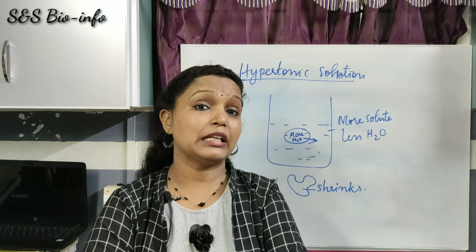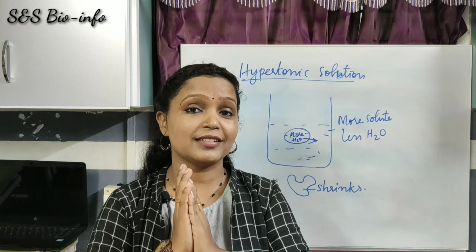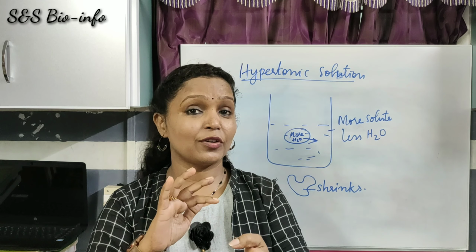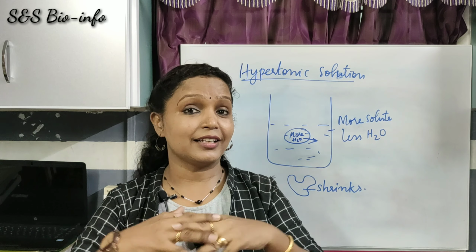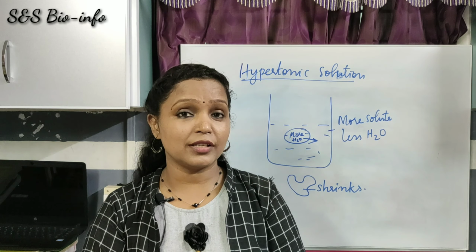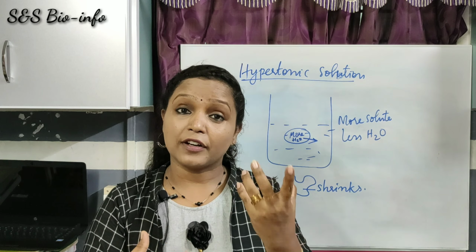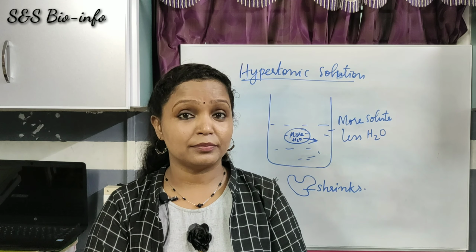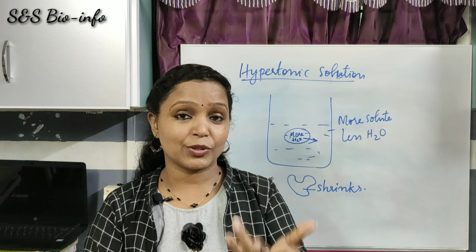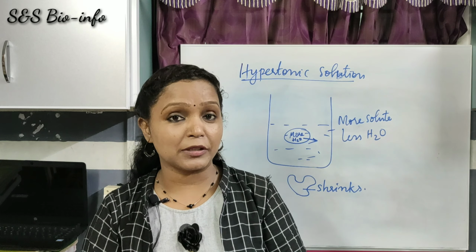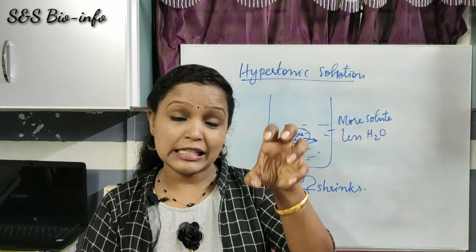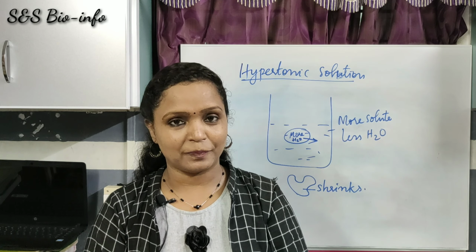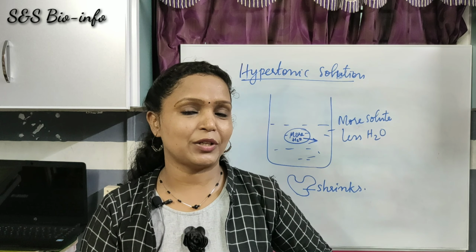So today we have learned what osmosis is. What are the two types of osmosis? Those are endosmosis and exosmosis. The conditions required for osmosis. Then different types of solutions based on their tonicity, like isotonic, hypotonic and hypertonic. Then what will happen if we place a cell in these three different types of solution? I hope you understood the topic well.